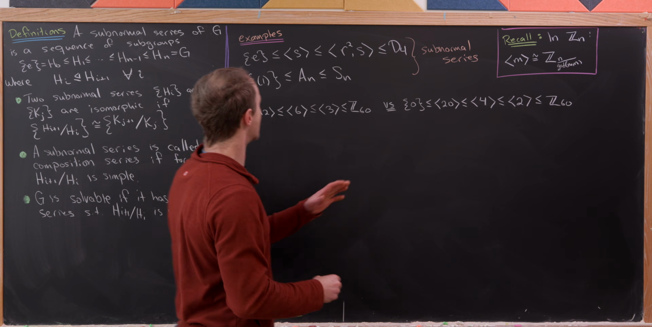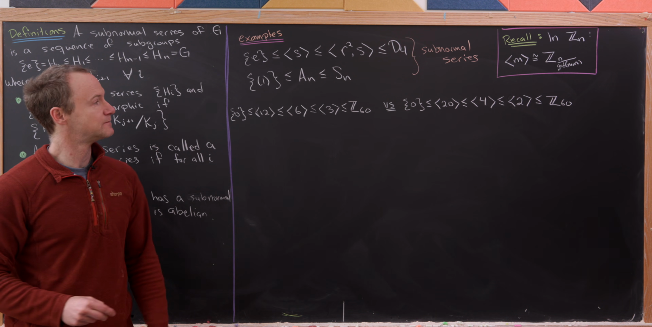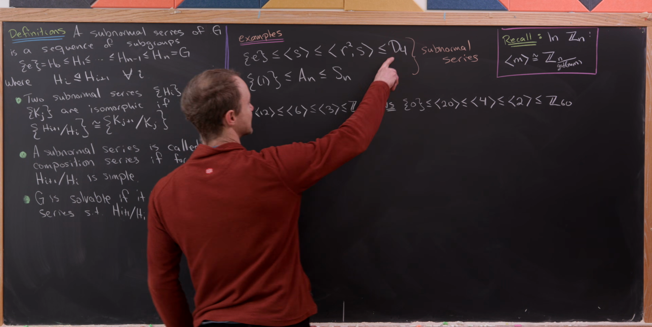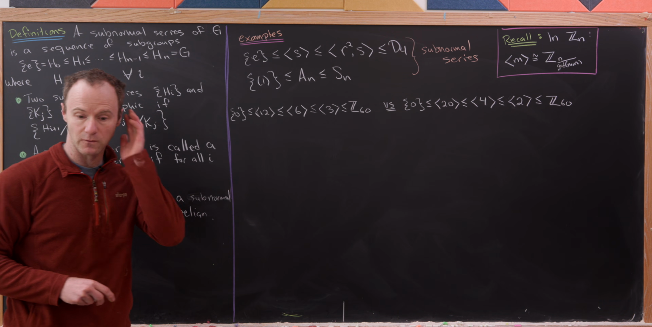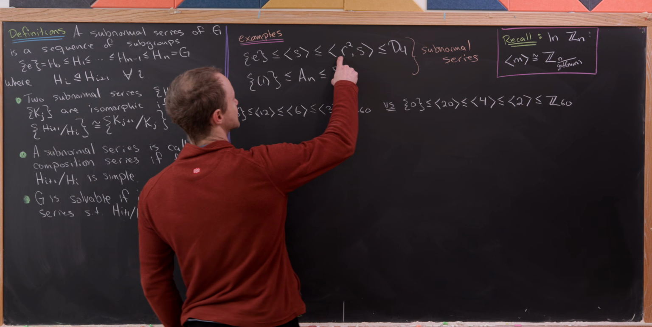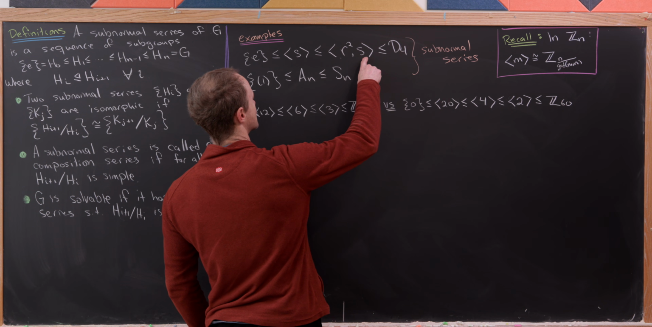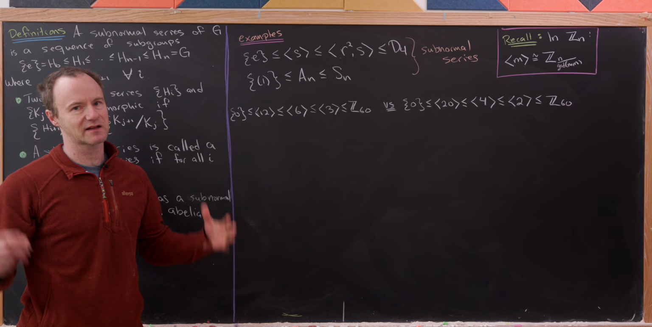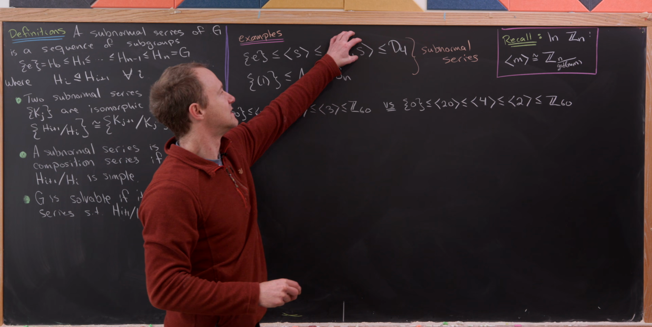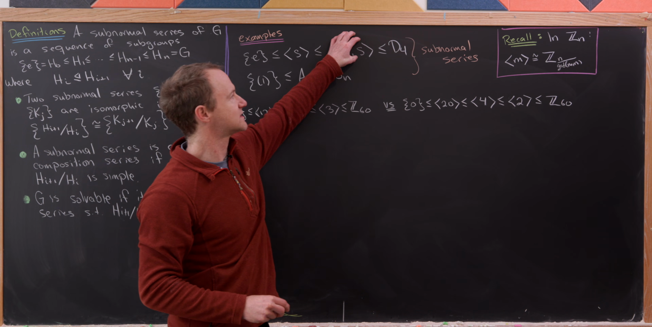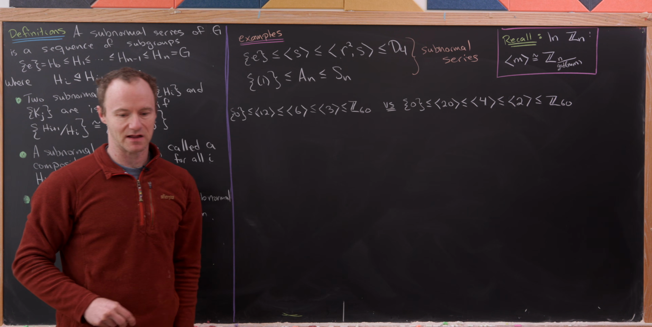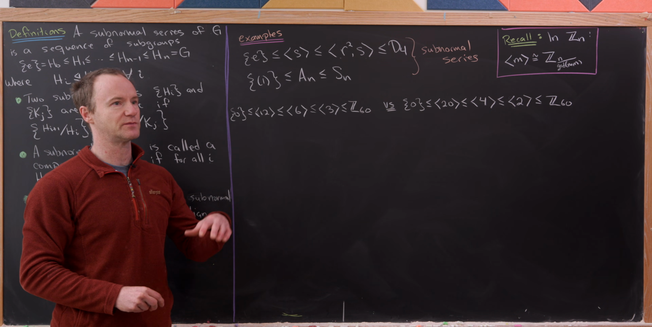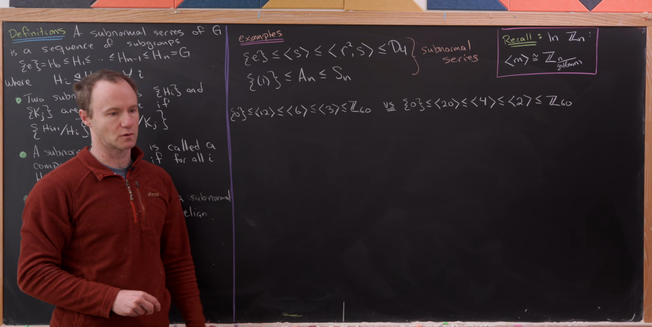Okay, so let's go ahead and look at some examples. Notice these are two subnormal series. The first one is for the dihedral group D4. So we've got this group right here generated by R squared and S. That's normal in D4. We know it's automatically normal in D4 because this group has 4 elements, whereas D4 has 8 elements, which means the index is 2. But whenever the index of a subgroup is 2, the subgroup is normal.